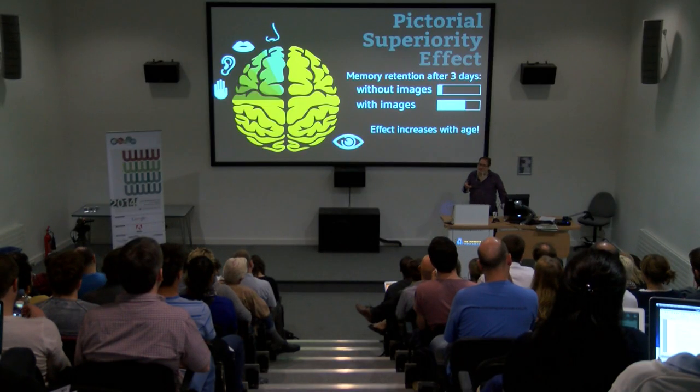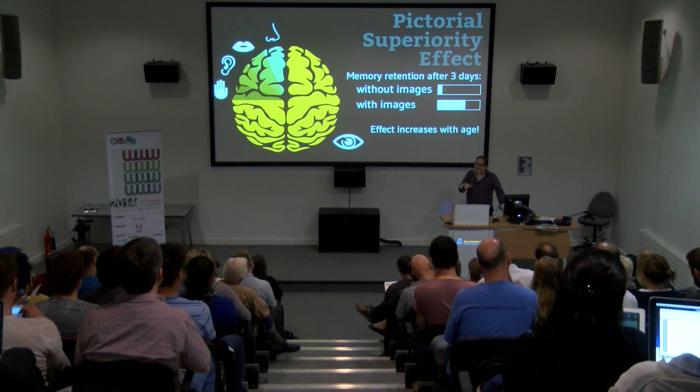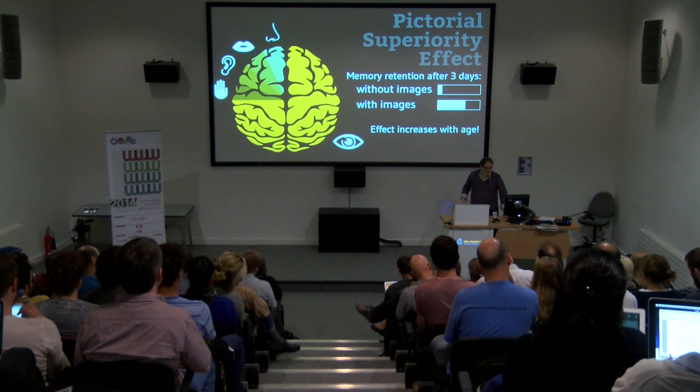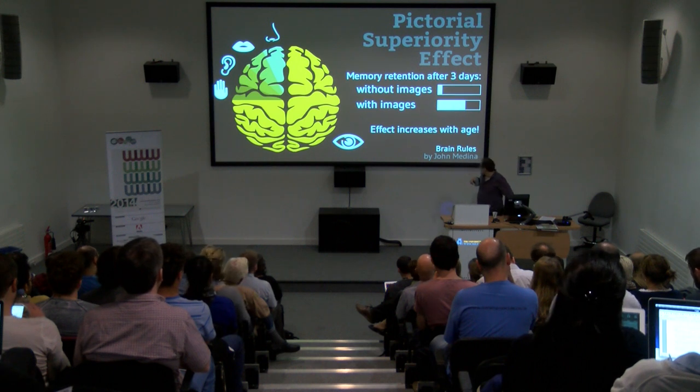This effect actually increases with age. Little kids do not process visually nearly as much as adults do. And as you get older, the effect increases even further. You can actually read a lot more about this in a book called Brain Rules by John Medina.